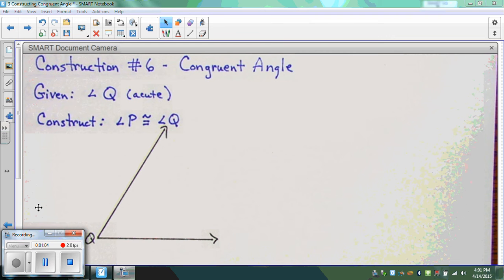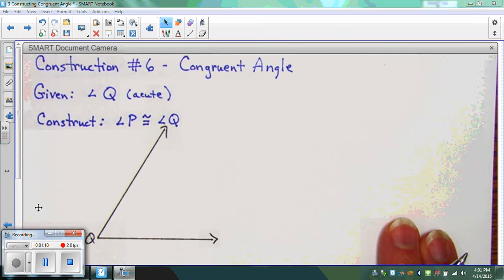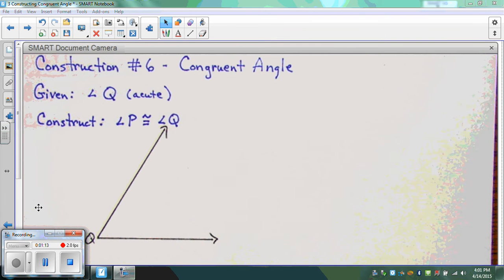And what we're asked to do is to construct an angle that's congruent to this one. So here's Q, and I need one in another location that is exactly the same size. We are not going to use a protractor. We are going to use our compass.